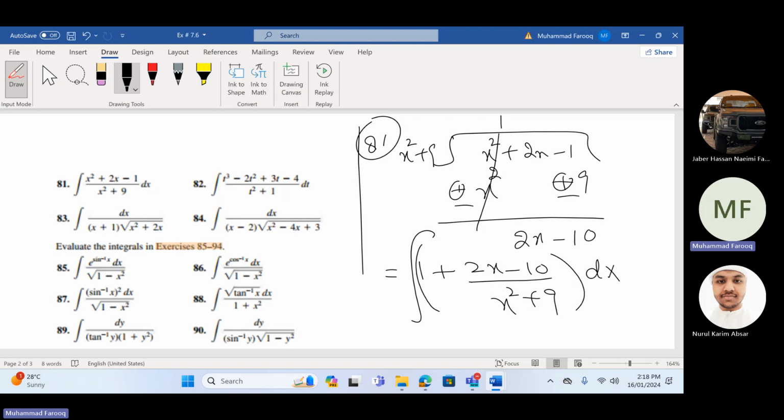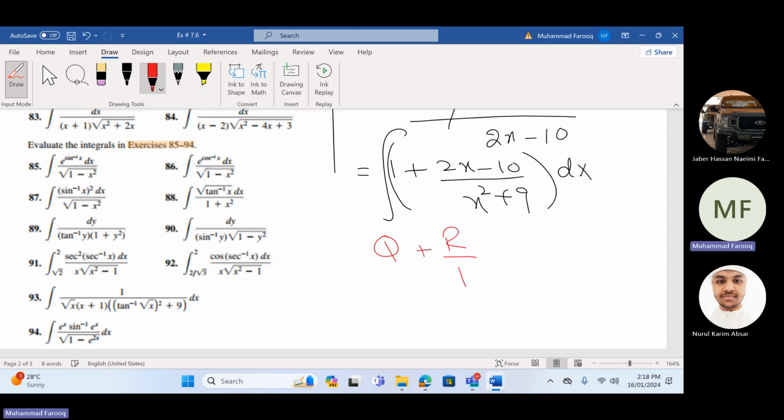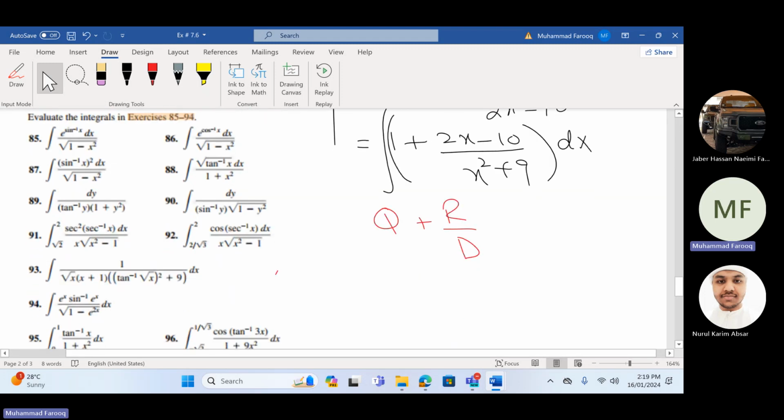Yes, yes. The rule, look at it, please. I will give you the rule of long division. Whenever you have long division, this is the rule: quotient plus remainder divided by divisor. So the quotient is here, up. This is quotient 1 plus you have the remainder 2x minus 10 divided by divisor. So this is the basic rule: quotient plus remainder divided by divisor.